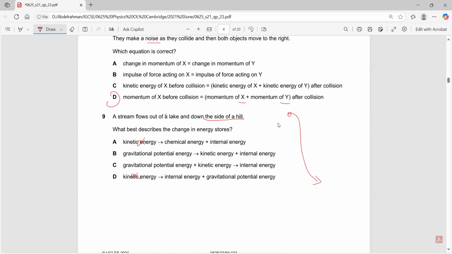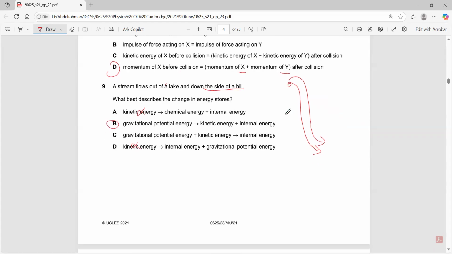Gravitational potential energy to what? To kinetic and internal, or gravitational plus kinetic to internal? Initially it was kind of at rest, right? And then as it moves downwards, this gravitational potential energy starts to change to kinetic energy and internal energy. So it's B.